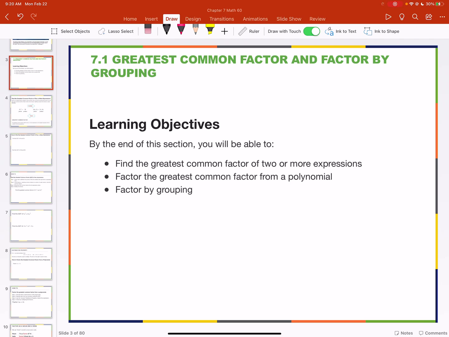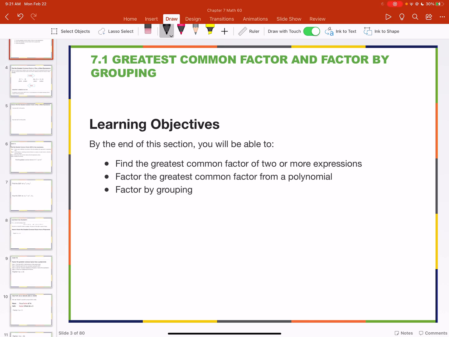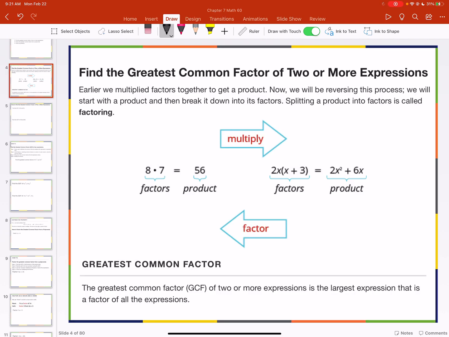Hi everyone, and welcome to section 7.1, which deals with the greatest common factor and factoring by grouping. That's pretty much what we're going to do today in this section: find the greatest common factor and then be able to use that to factor by grouping. So let's get into it.